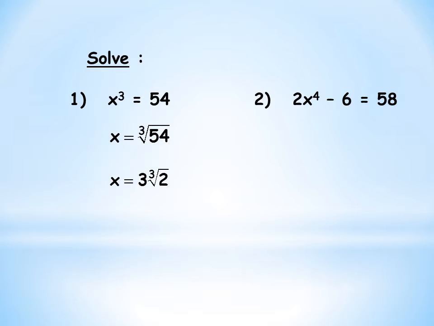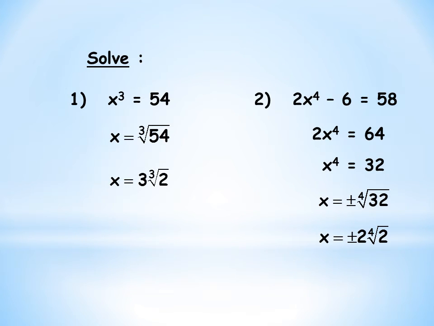So 2x to the fourth minus 6 equals 58. You're going to solve this like you would do anything else, where you want to get your x term alone. So you're going to add 6 over, divide by 2, and now you can take the fourth root. But anytime it's an even root that you are taking, you must remember that you're going to need the plus or minus in front of it. So your answer would be x equals plus or minus 2 times the fourth root of 2.